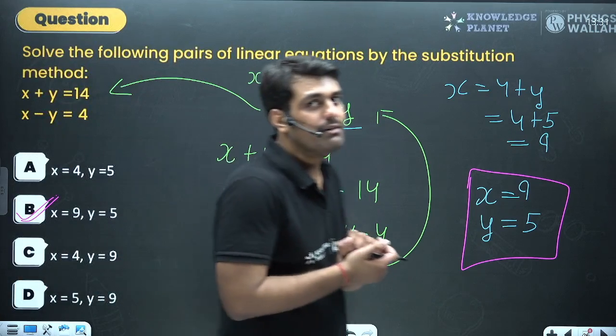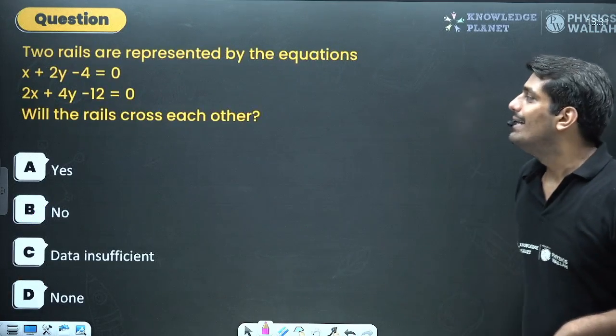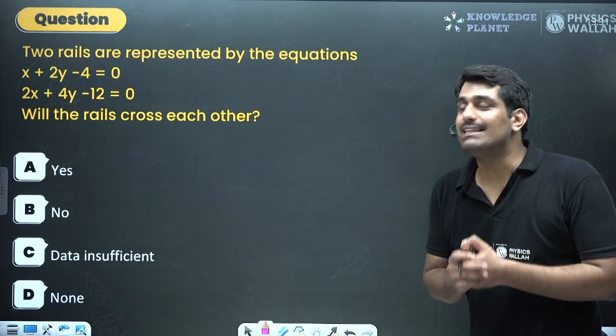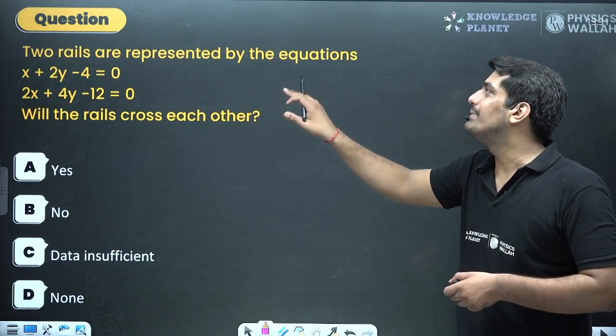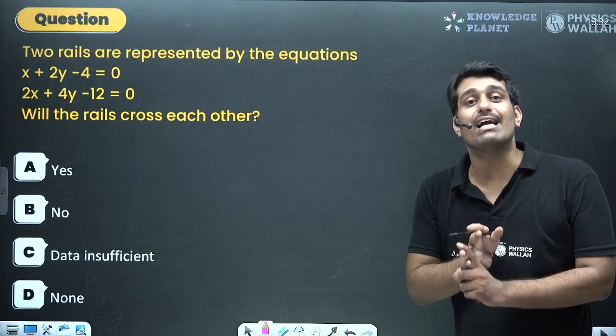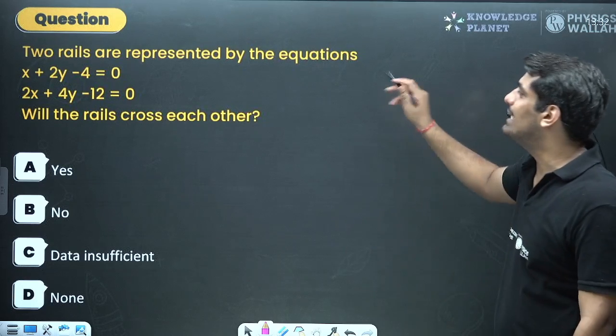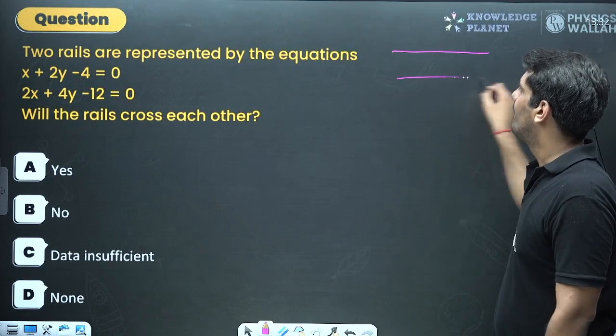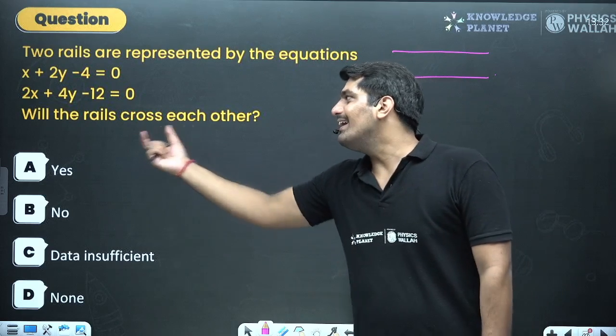Alright, observed. Fair enough. Next question. The next question says that the two rails are represented by the equation. Now two equations are given, and each equation is representing a rail. Something like this. Will the rails cross each other?